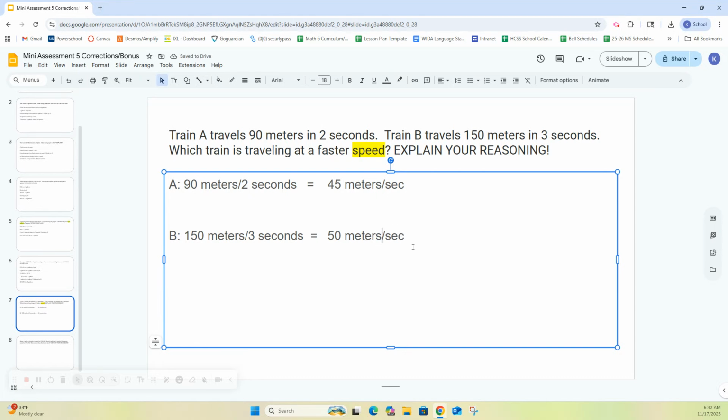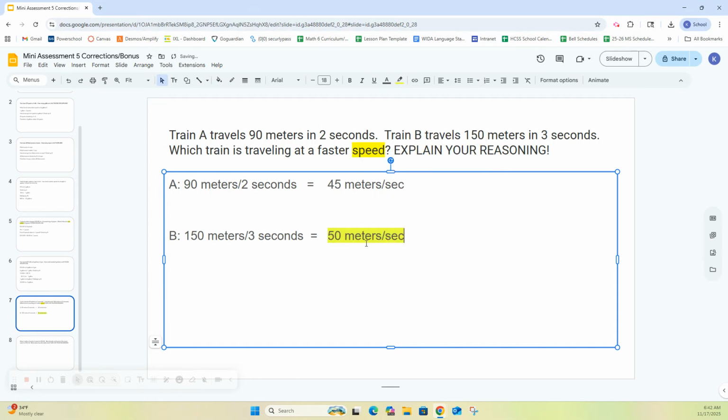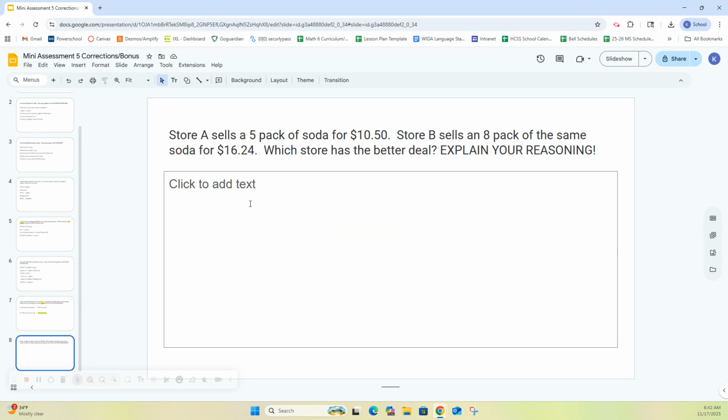So now we need to think about which train is traveling faster. That is right, it would be train B because they go more meters per second. In 1 second, they go 50 meters, but train A only goes 45 meters. All right, time for our last question.